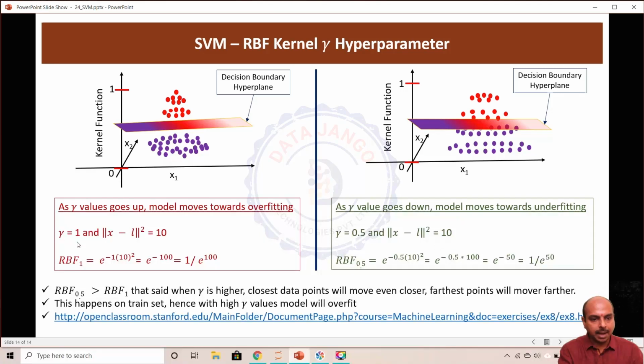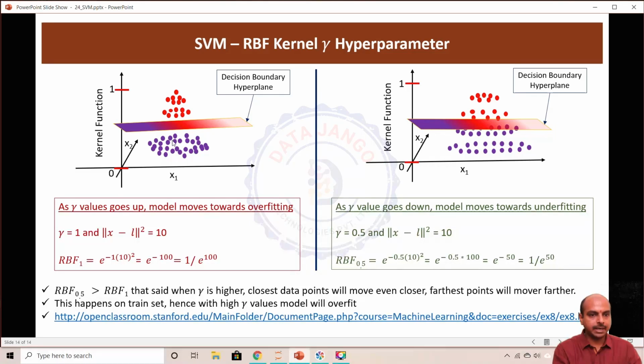But when I took gamma equal to 1, I am getting a very small number, 1 by e to the power of 100, because this is 1, right? If I took 0.5, I am getting 1 by e to the power of 50. This 1 by e to the power of 100 is a very small number compared to 1 by e to the power of 50. What is happening? Even though the value is close, you are moving the dot a little farther compared to this one.